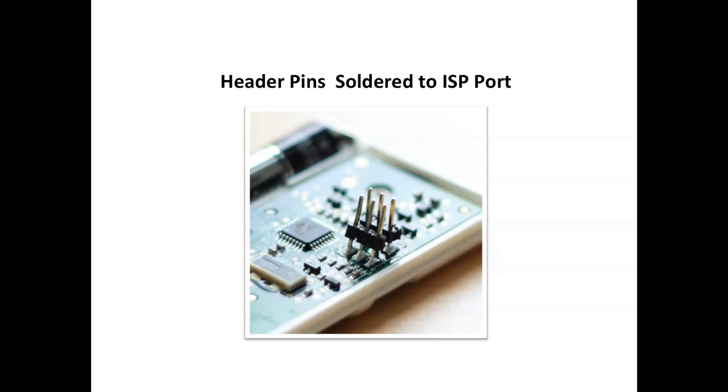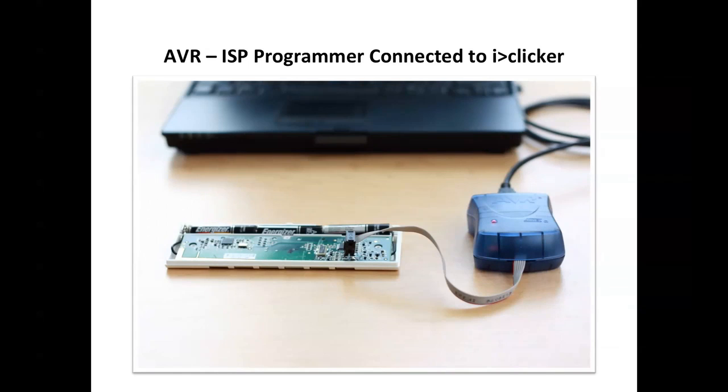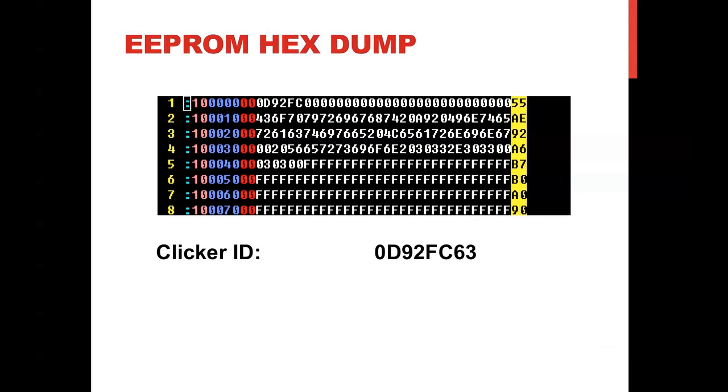So the first step we took was to solder some header pins to the ISP port. This made it easier for us to attach and remove our programming device, the AVR-ISP Programmer, as shown in this picture here. The first thing we tried to do was dump the EEPROM memory contents to file. We had a good feeling that a clicker's ID must be stored in the EEPROM memory.